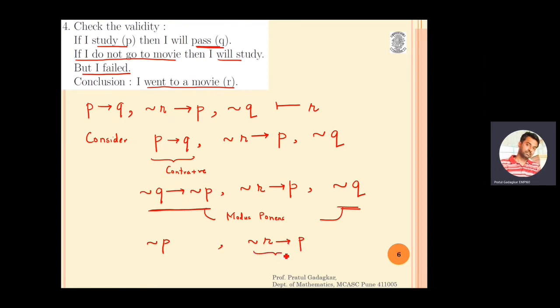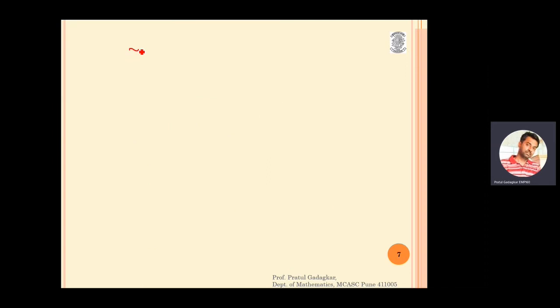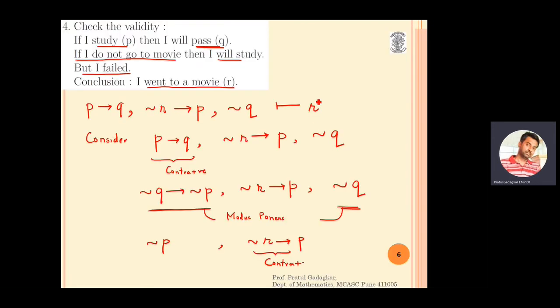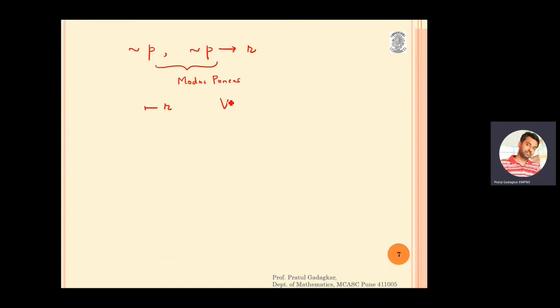When I take the contrapositive of this particular statement, I'm going to get negation P as it is, and this will become negation P implies R. So negation P is as it is, and negation P implies R. Therefore, again by modus ponens, I'm going to get the conclusion R. This is what we exactly wanted: R as the output. So I went to a movie is correct. Yes, this argument is actually a valid argument.